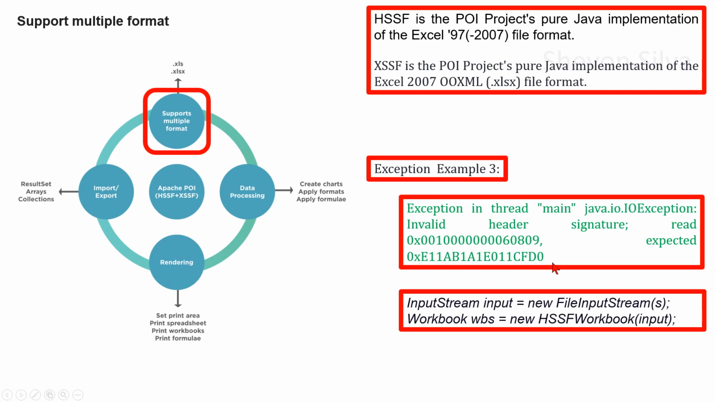As exception example 3, we can consider this exception: Exception in thread main java.io.IOException: Invalid header signature; read 0x00100000000060809, expected 0xE11AB1A1E011CFD0. This error occurred during the execution of these statements.